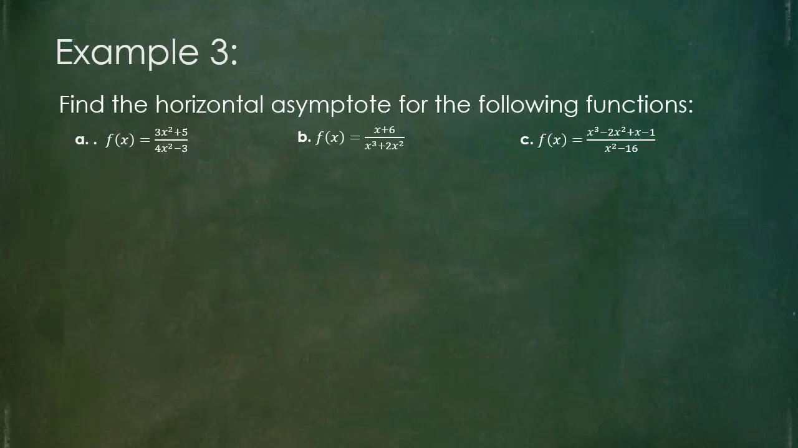So let's go ahead and practice this with a little application of those rules. Let's go through each one of these. Part A, notice I have a degree in the numerator of 2, and I have a degree in the denominator of 2. These are the same. So what I'll focus my attention on are the numbers in front, and I'll just make a fraction with those. So the horizontal asymptote for this first one will just be y equals 3/4.